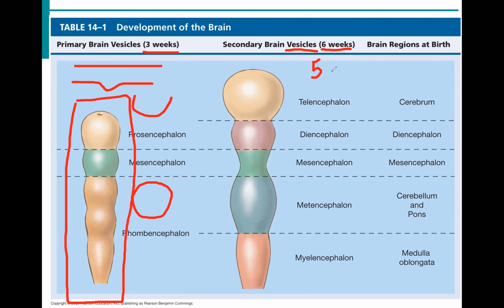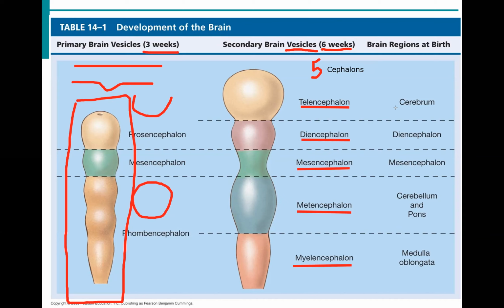So these 5 vesicles, or more specifically, these 5 cephalons, are important anatomical distinctions. And like I said, you can see there are 5 of them: a telencephalon, a diencephalon, a mesencephalon, the metencephalon, and the myelencephalon. These 5 blobs, these 5 enlargements become distinct parts of your brain.